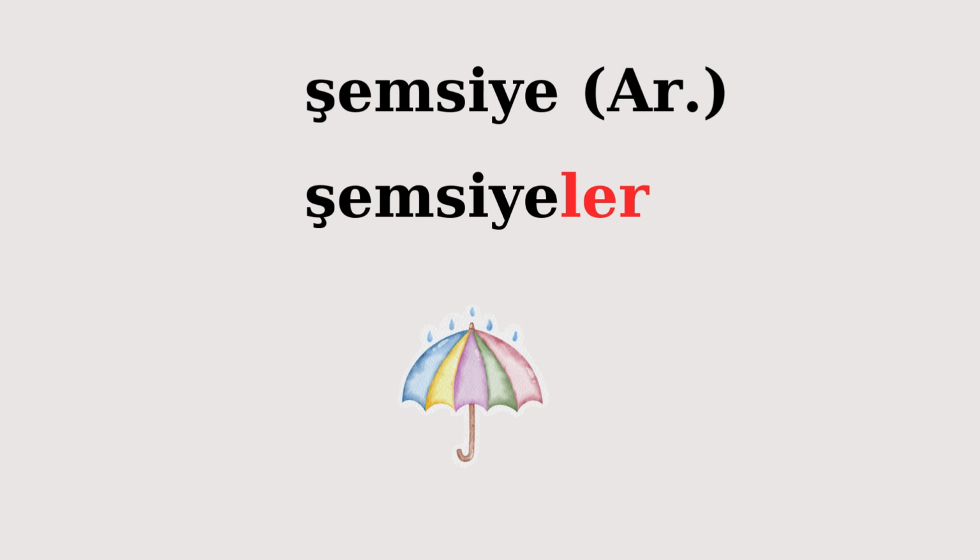Lastly, şemsiye means umbrella. It is an Arabic word. The plural form of şemsiye is şemsiyeler. As you see, there are many Arabic and Persian words in Turkish. In most cases, they are written and pronounced according to the grammatical and phonetic rules of Turkish. So, they are slightly different from their original forms in terms of formation and pronunciation.